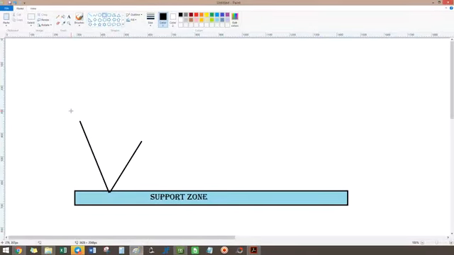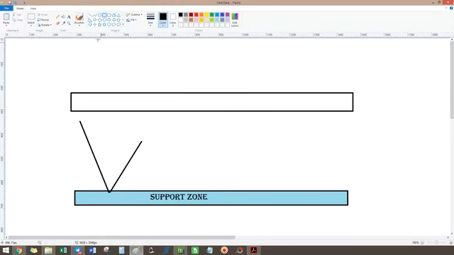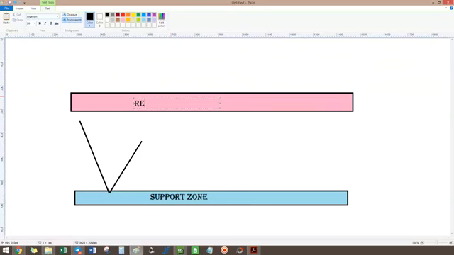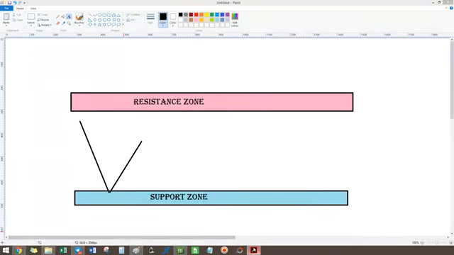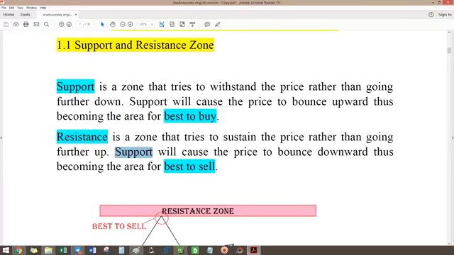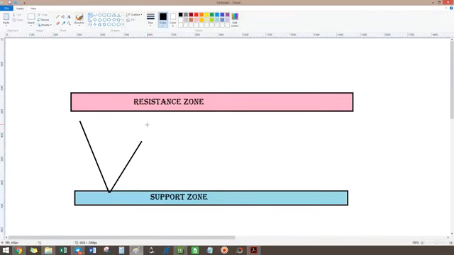So let's draw the resistance. For example, this one is sell, so we'll do it in pink color. So, resistance zone. What will happen to price when it visits resistance? It tries to sustain the price rather than going further up. So when price goes up like this, it cannot go further up. When it goes to the resistance zone, it will bounce back like this.